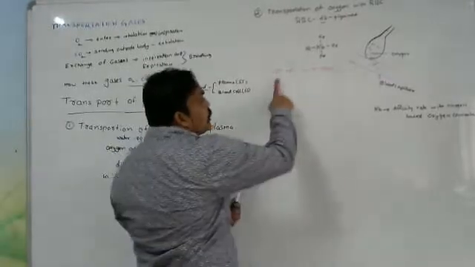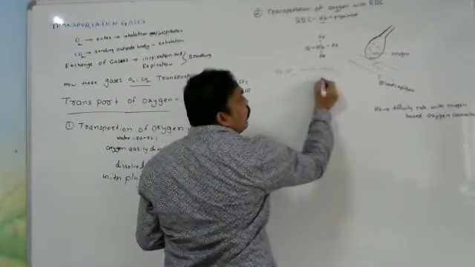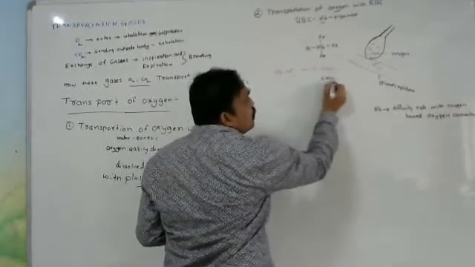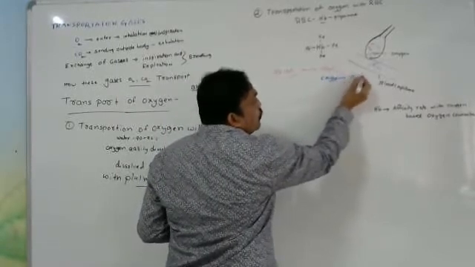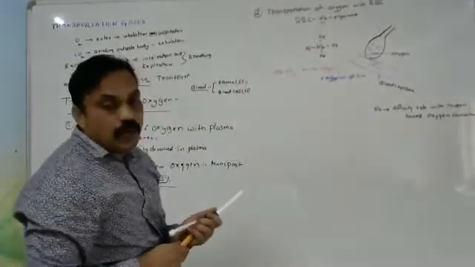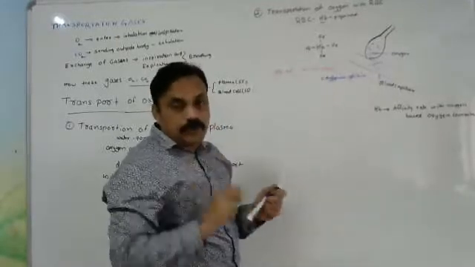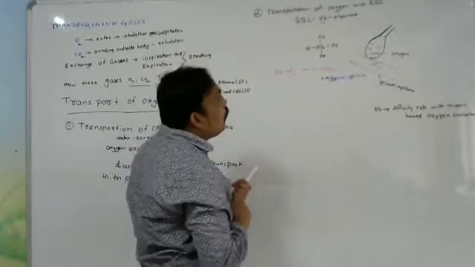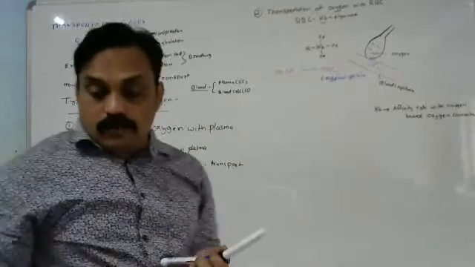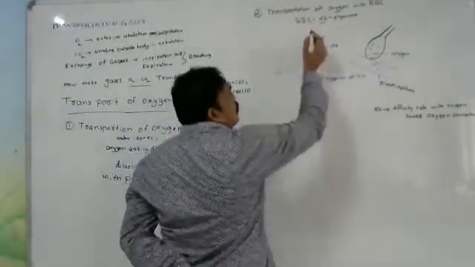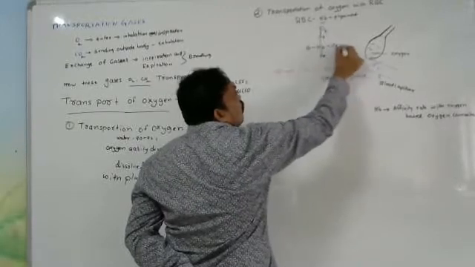So hemoglobin combines with oxygen and forms oxyhemoglobin, HbO2. If you observe it, four molecules of oxygen combine with one molecule of hemoglobin. I already told you hemoglobin is made up of four ferrous ions. Each ferrous ion combines with one molecule of oxygen.